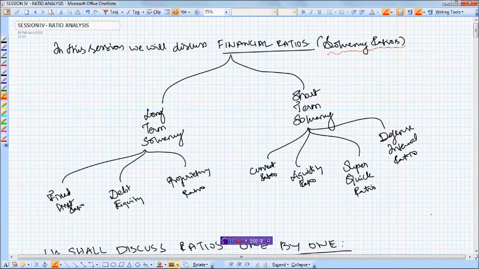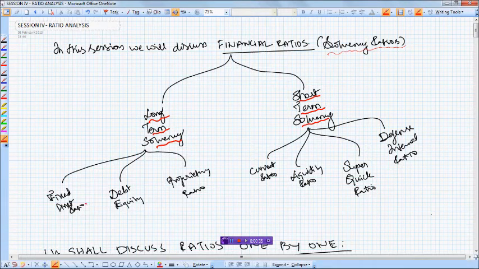Now, getting into the topic, solvency ratios are basically classified into two. One is long-term solvency ratio and the other one is short-term solvency ratio. So what are all the ratios to be covered in long-term and short-term are given here.